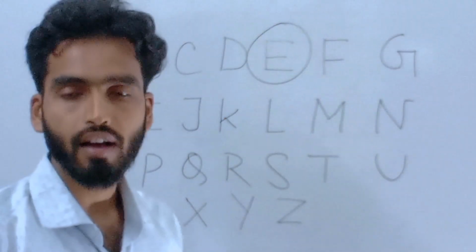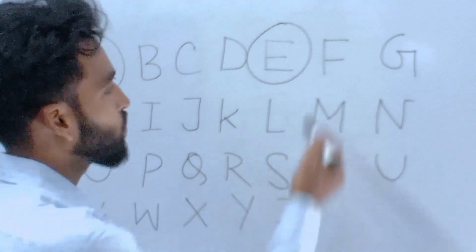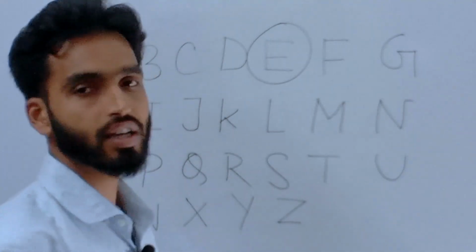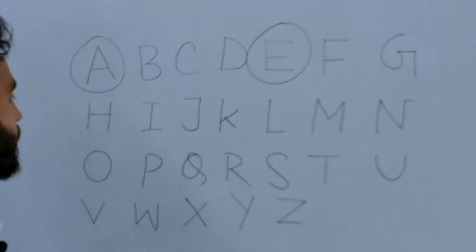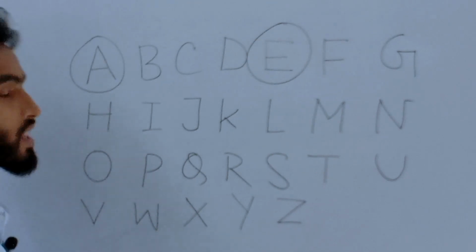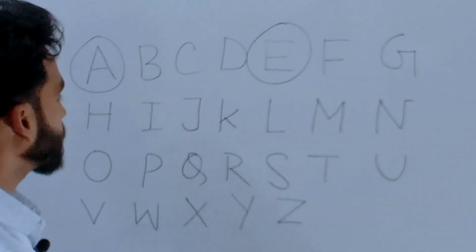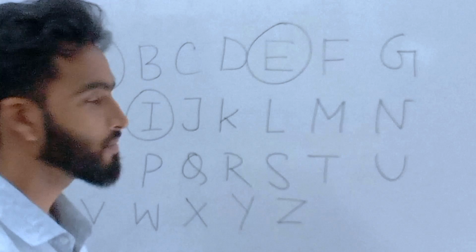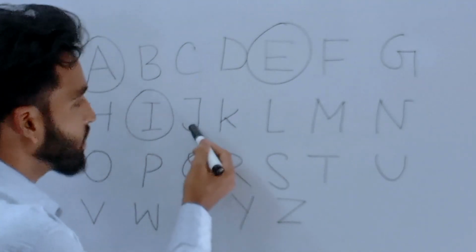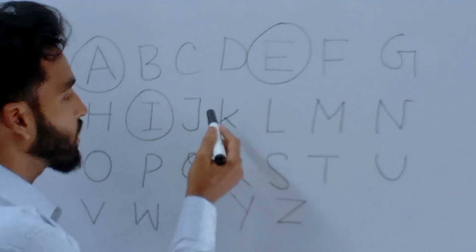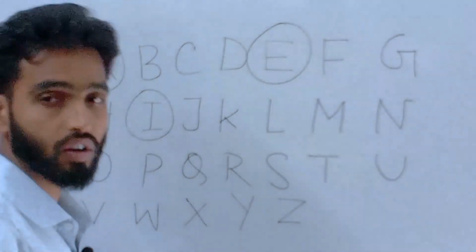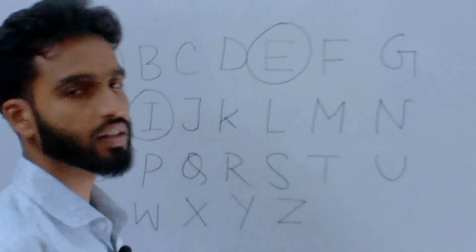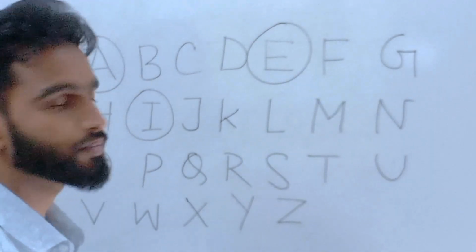E is the vowel. Next one, F is the consonant. G is the consonant. H is the consonant. I is the vowel. J, consonant. Another one, K, consonant. L, M, and N are the consonant.